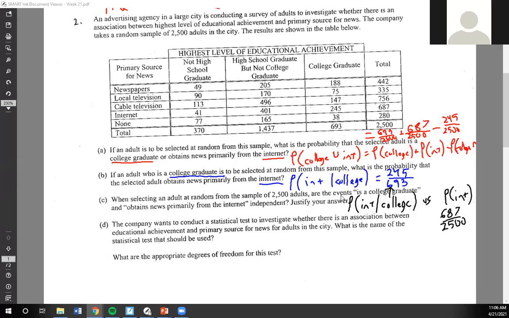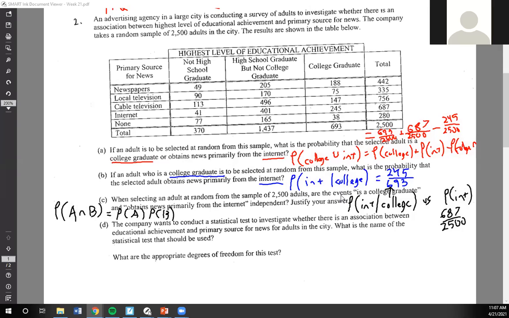Another formula that works for independence, if you can get it, is that for two independent events, the probability of A and B equals the probability of A times the probability of B. That's another thing you can check. Is this side of the equation and this side of the equation the same? But the most common one is checking whether these two numbers are the same.